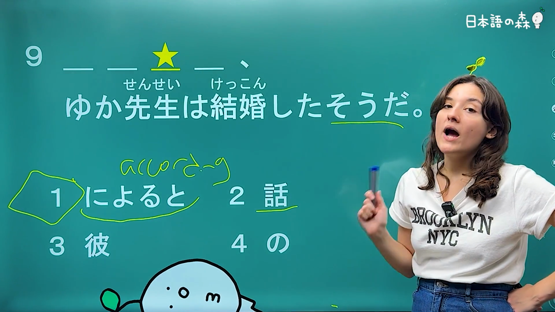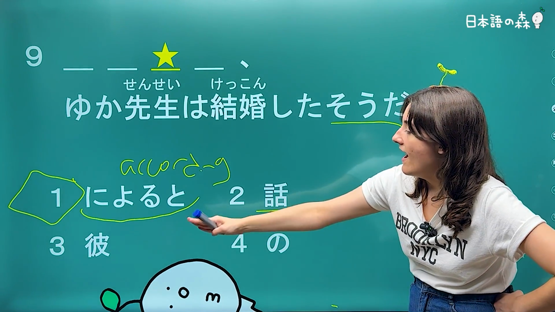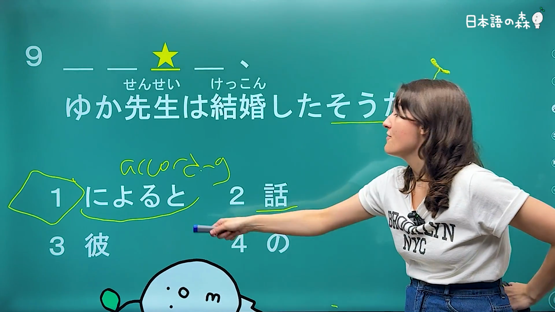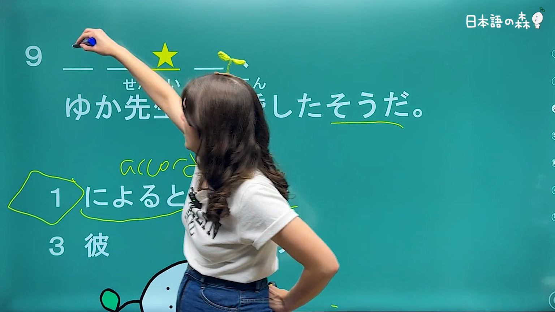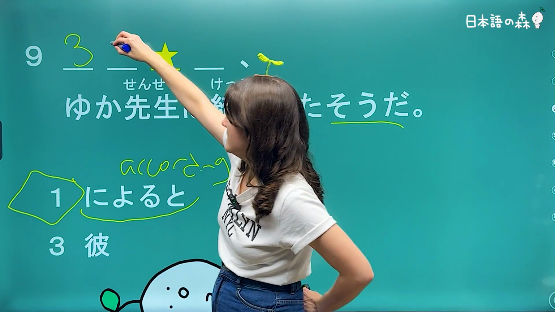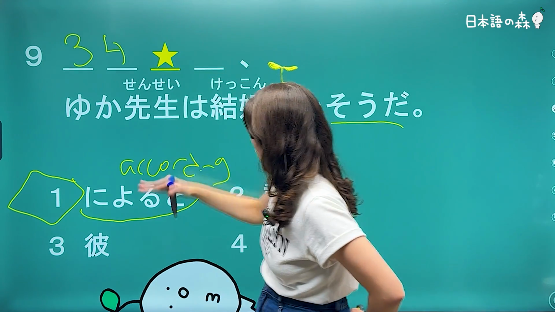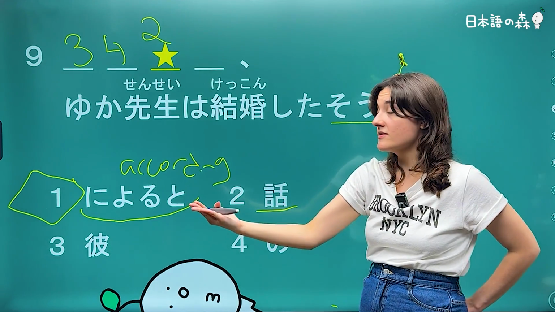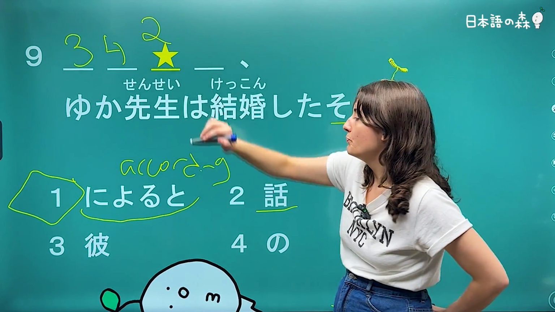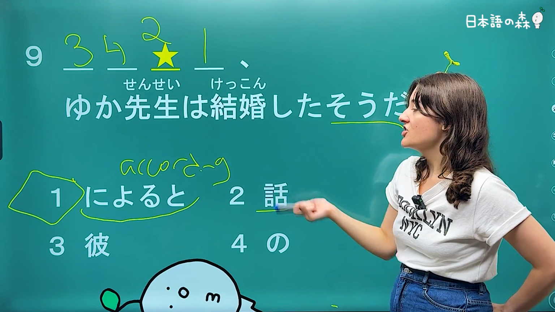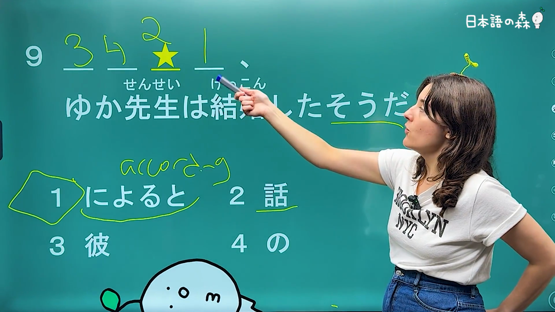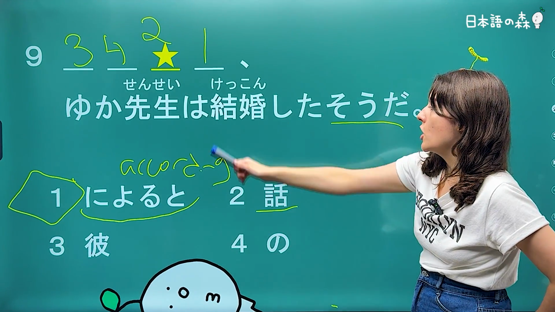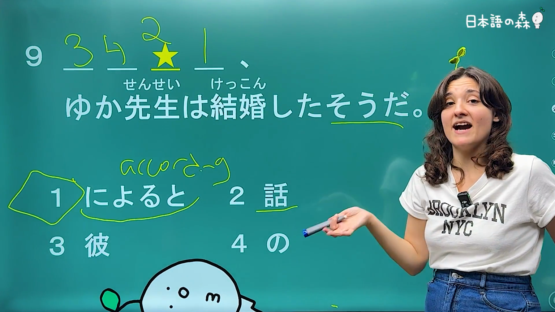So in order to say what he said, we'll say kare no hanashi, his story, but literally the thing that he said. And then because the thing he said is our source, the next thing that comes is ni yoru to. So it's kare no hanashi ni yoru to. So according to what he said, Yuka sensei wa kekkon shita sou da. Right? So according to what he said, apparently Yuka sensei got married.